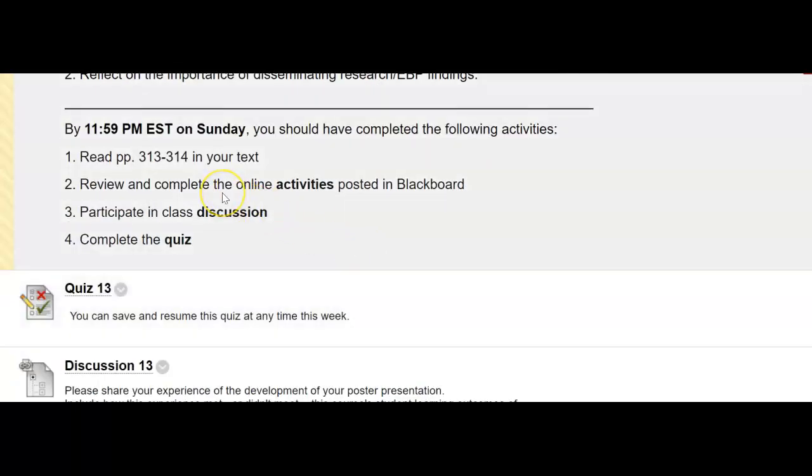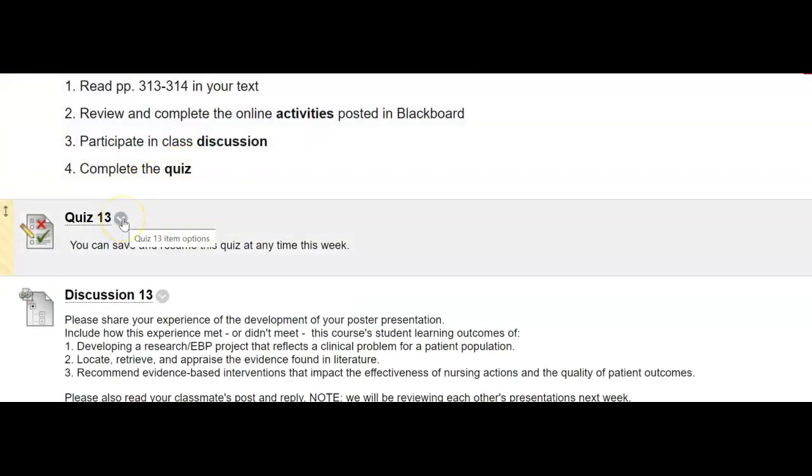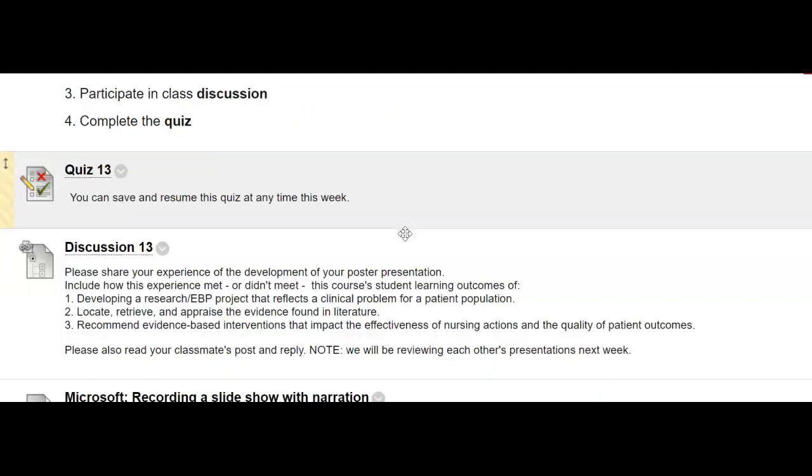So for this course, this learning unit, you're going to reread pages 313 to 314 in your text. And then you're going to take quiz number 13. That is not just based on these 2 pages. It's a narrative, an essay question that really asks you about the importance of dissemination of research. So you can save and resume this quiz at any time. You can look at the question and reflect on how best to answer that.